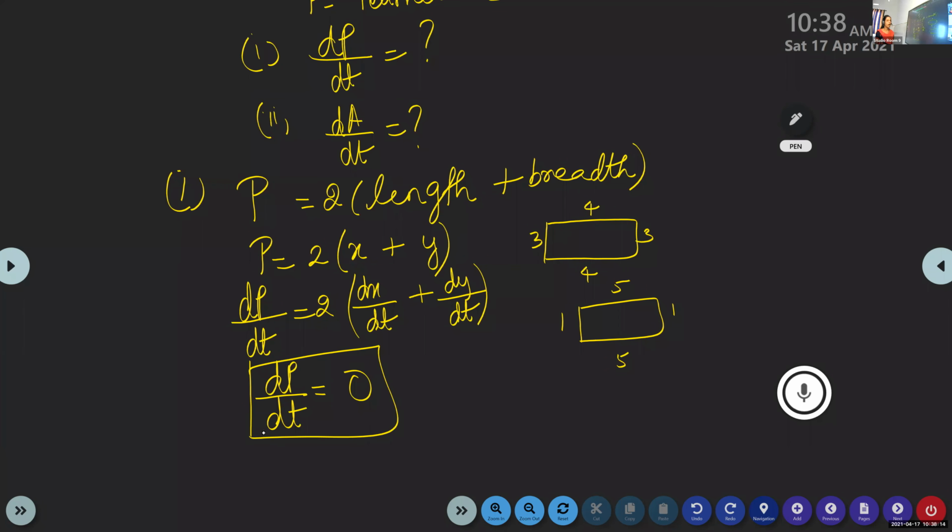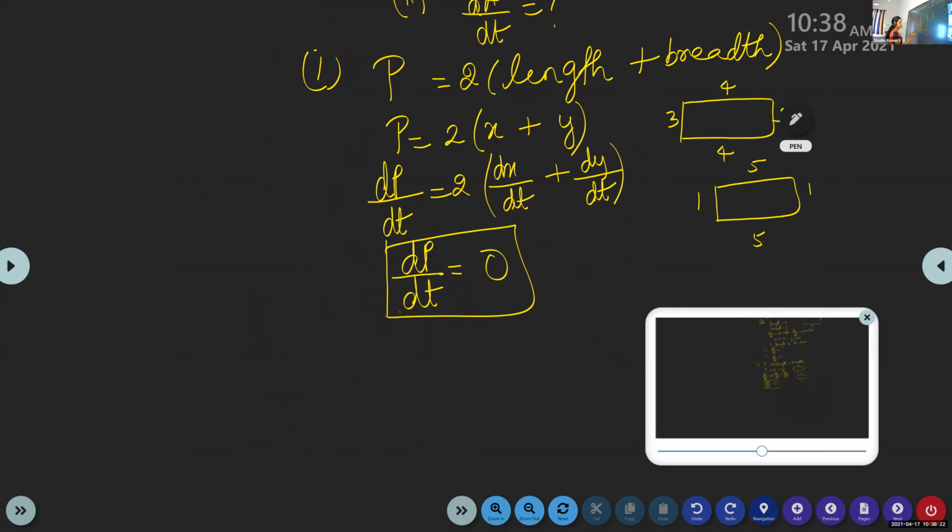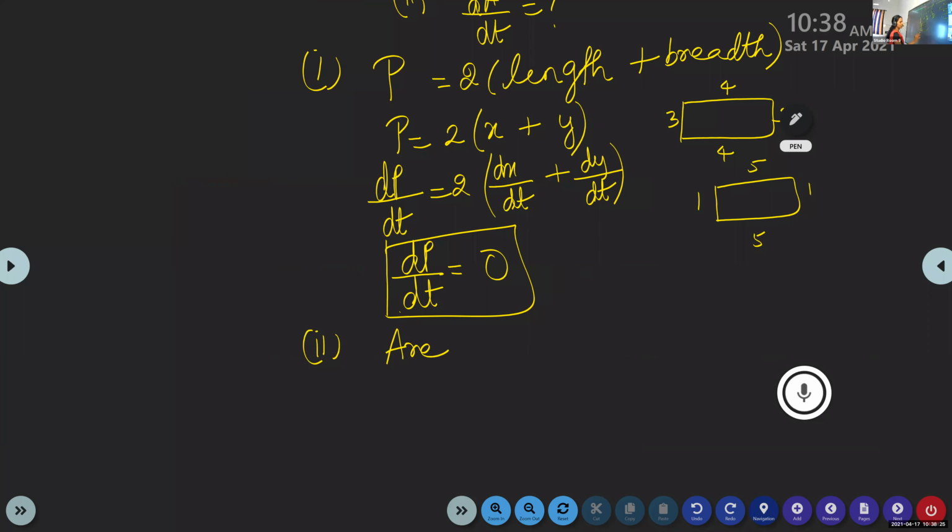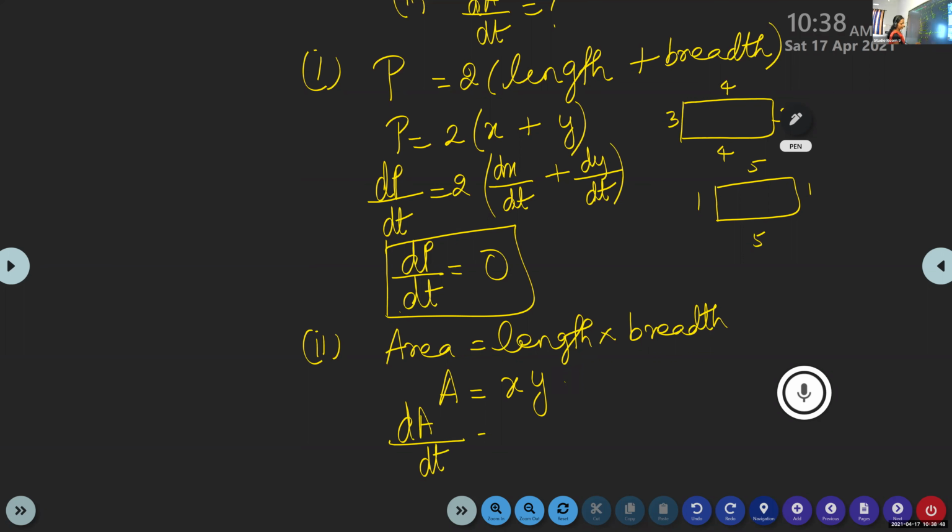Take the second case, area. Next we want to find area. What is the formula for area of a rectangle? Area is L into B, length into breadth. So A is equal to x into y. Now tell me what is dA by dt? Minus 4. Minus 4 is wrong. Have you got minus 4?